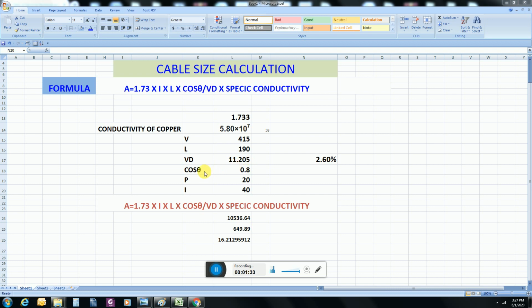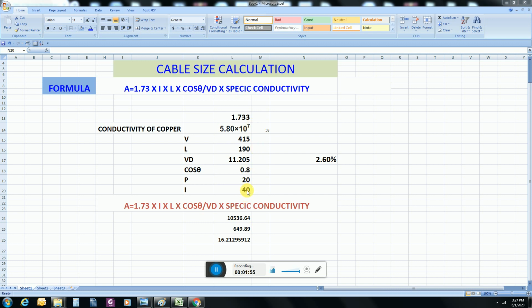Cos theta, the power factor, will be 0.8, and current you can take as any value for which you are going to calculate the cable size. So after putting all these values into this formula, you can get the cable size.